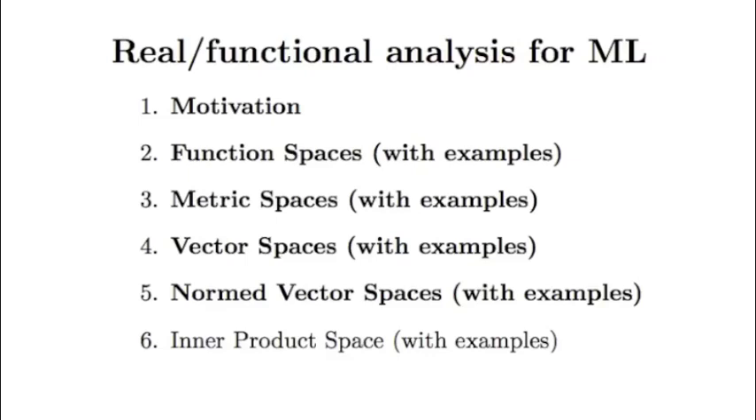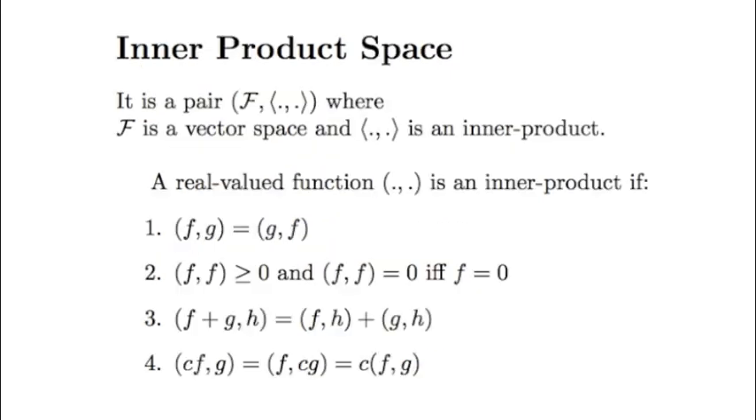Hi, and welcome to the last part of the tutorial on real and functional analysis for machine learning. And here we'll cover inner product spaces. Now, an inner product space is a pair F and these angular brackets, where F is a vector space and these angular brackets are what is called an inner product.